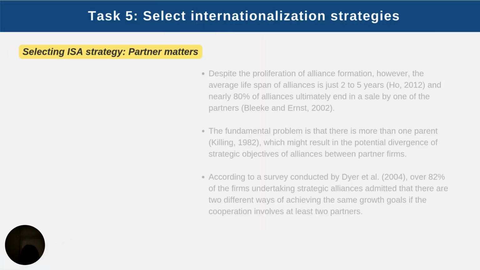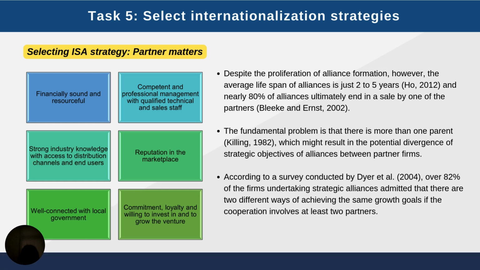Let me give you some statistics to know more about the dynamic nature of alliance management. Despite the popularity of alliance formation, the average lifespan of alliances is about 2 to 5 years. Based on my own research published in 2012, in line with other studies, I found that nearly 80% of alliances ultimately end in a sale by one of the partners. That means more than 80% of alliances are perceived as gateways for mergers or acquisitions. But why is that?